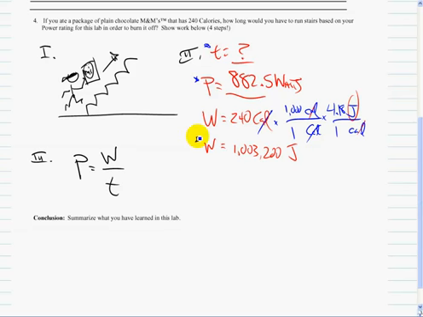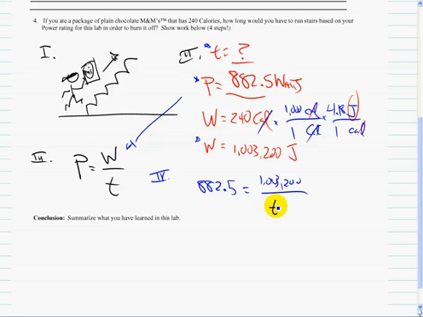Step 4, we plug and chug. We take all our numbers from step 2 and we plug them into our equation that relates our variables. What do we put in for power, guys? 882.5, right? What do we put in for work? 1,003,200, yep. We have to have standard units. And then what do we put in for time? Time. That's what we're solving for.